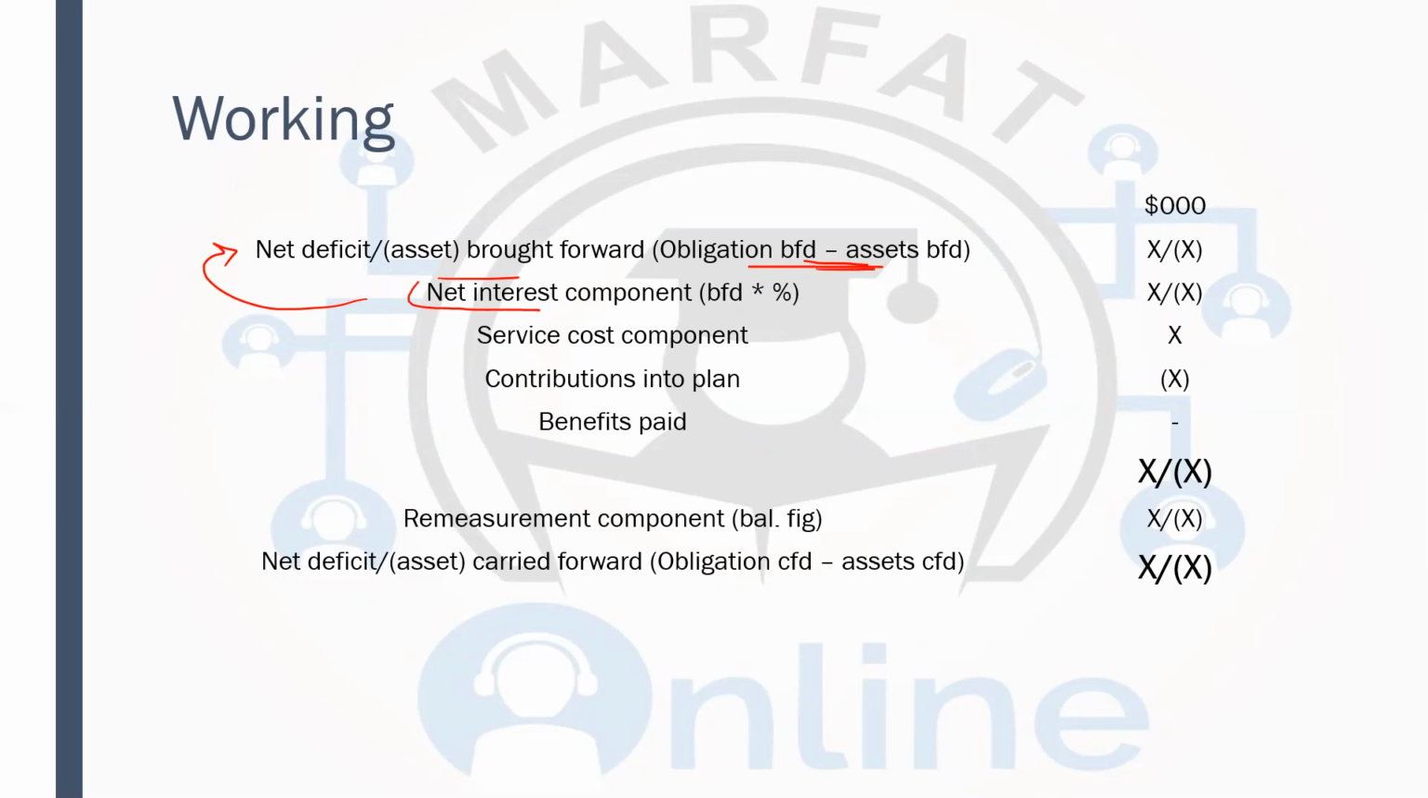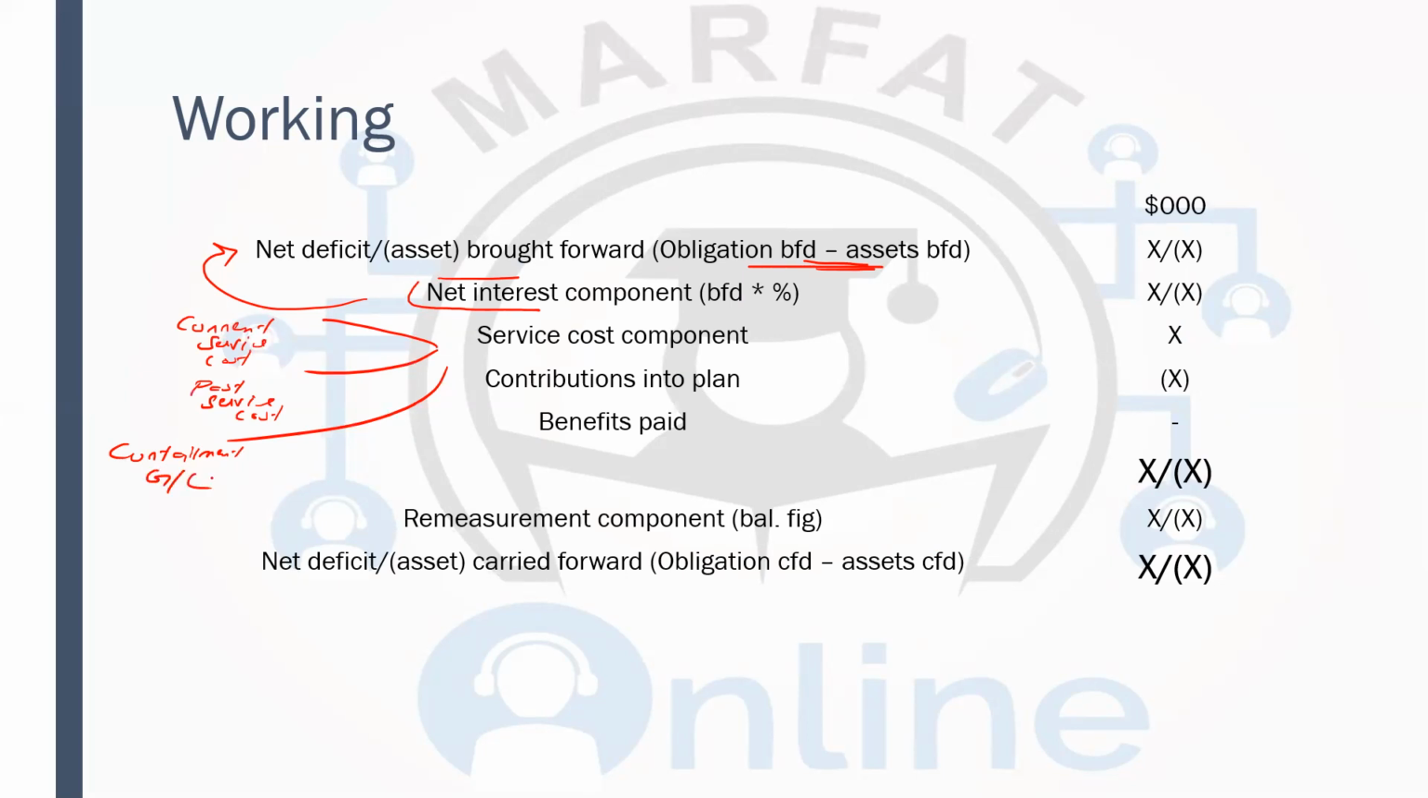If the above figure is an obligation and then you apply the net interest on it, that should be recorded as an expense. So you see, we are going to take opening balances, obligation minus asset, the net amount, the net interest component, the service cost component, which includes the current service cost, the past service cost, and then the curtailment cost, like for example, when there is a reduction in the number of employees, that will give you the curtailment gain or loss.